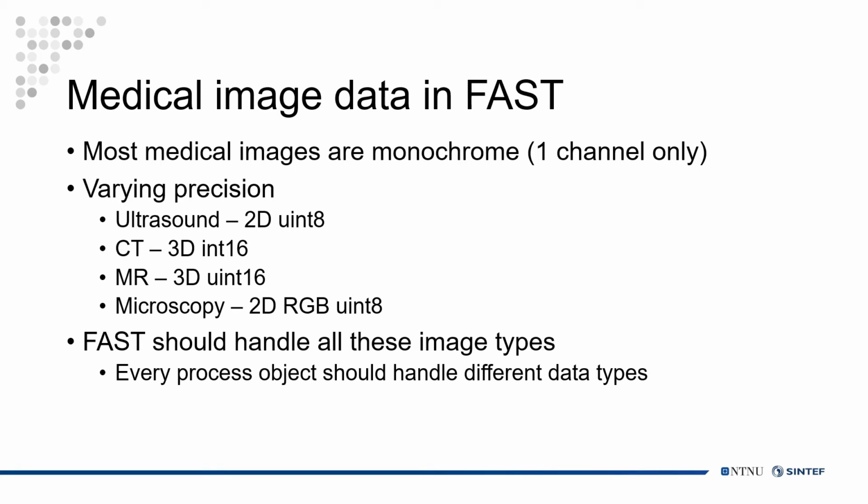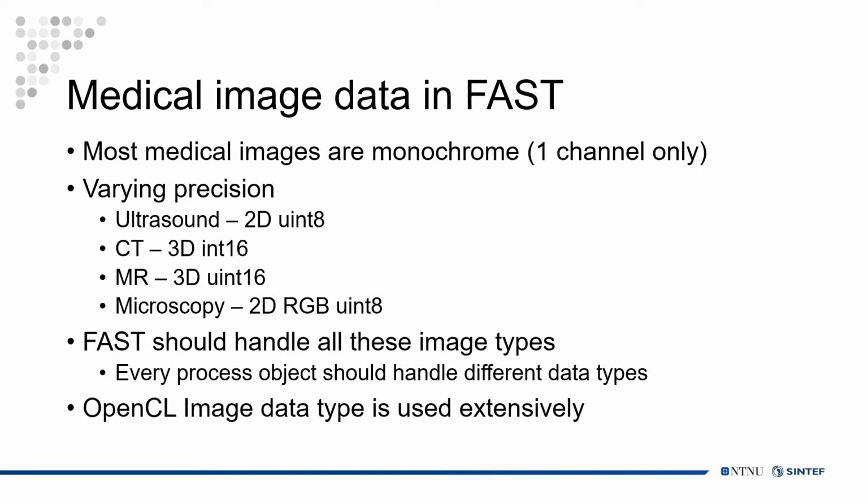Ideally, every process object in FAST should be able to handle input images with any of these formats. FAST uses mainly the OpenCL image data type, since we have seen numerous times that using this data type instead of OpenCL buffers improves the speed of many image processing algorithms, most likely due to the texture caching mechanisms on GPUs.